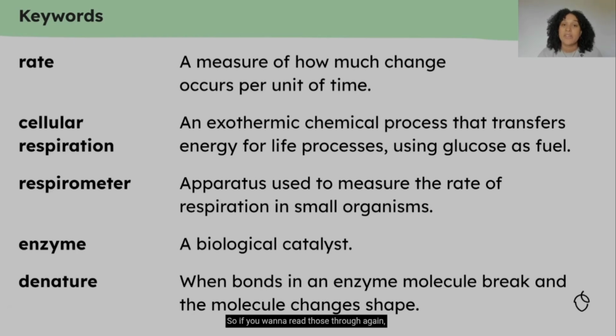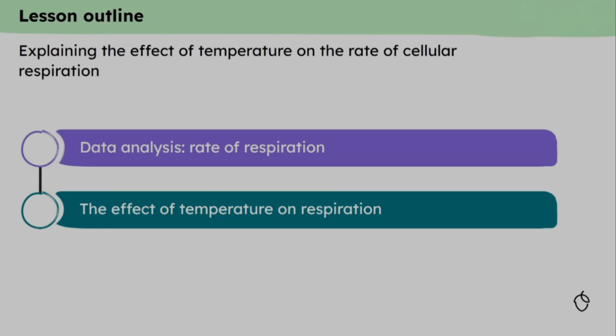So if you want to read those through again, I'll be quiet for 5 seconds, but if that's not enough time, you can pause the video and then click play when you're ready to come back to the lesson. Today's lesson is in 2 parts. In the first part of the lesson, we're going to analyse the data that you can collect when you use a respirometer to investigate the rate of respiration. And then after that, we will explain the effect of temperature on respiration. But first, let's look at data analysis and the rate of respiration.